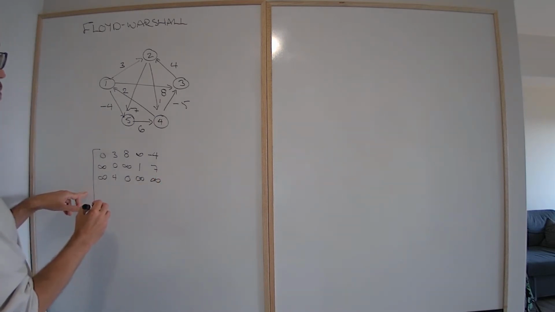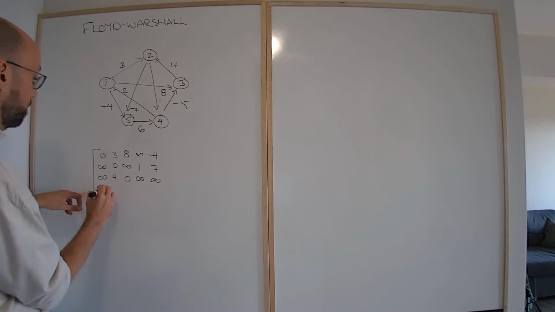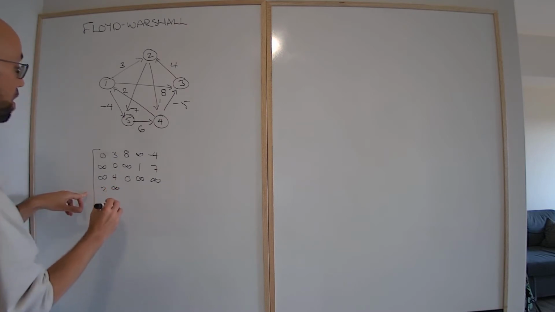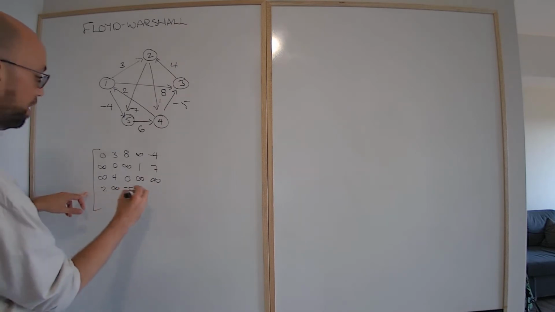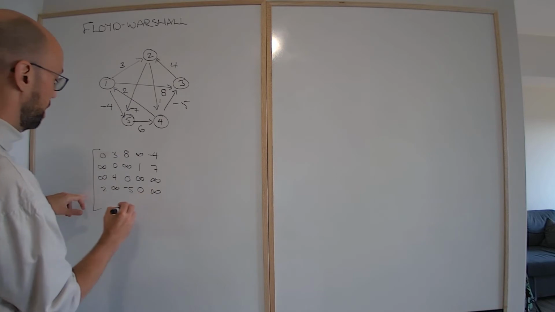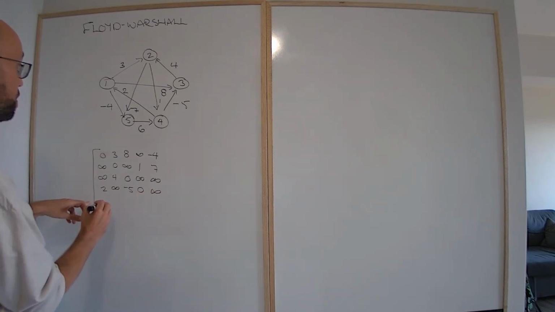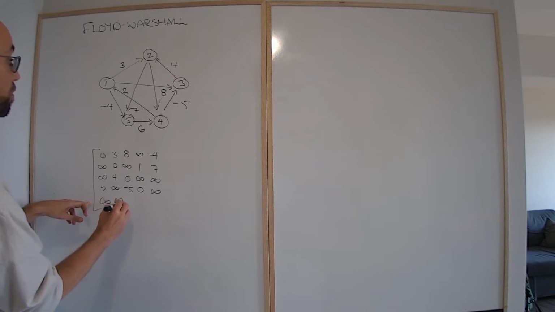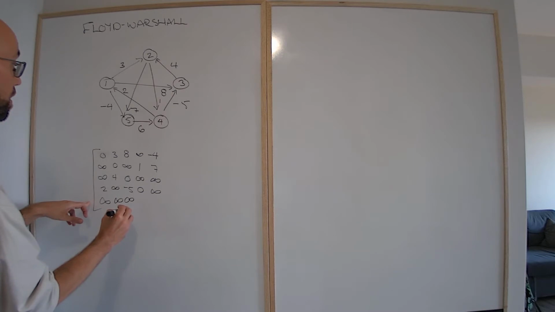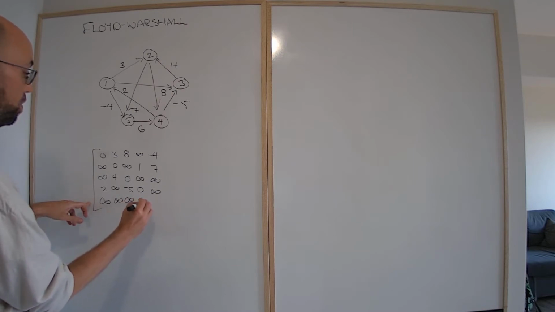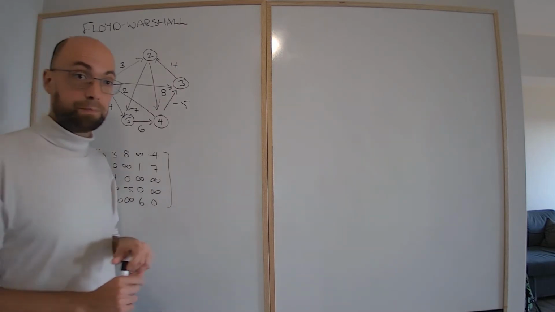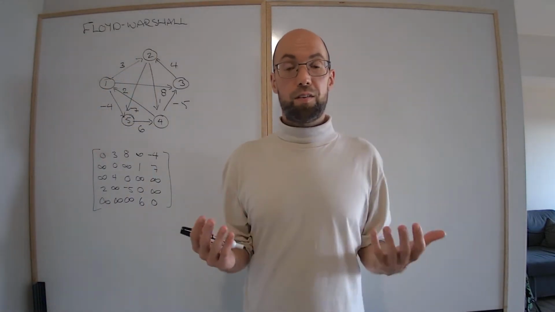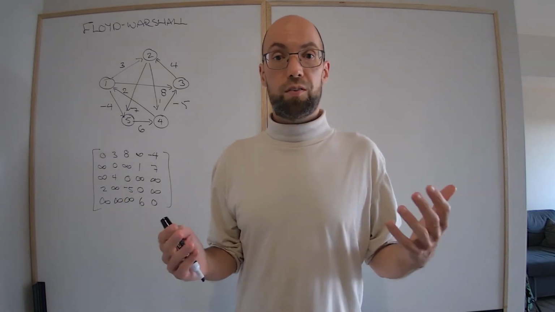4 to 1 is 2. 4 to 2 you can't do. 4 to 3 is minus 5. 4 to 4 is 0. 4 to 5 you can't do. 5 to 1 you can't do. 5 to 2 you can't do. 5 to 3 you can't do. 5 to 4 is 6, and 5 to 5 is 0. Okay, so these are the distances when you have no intermediate vertices.